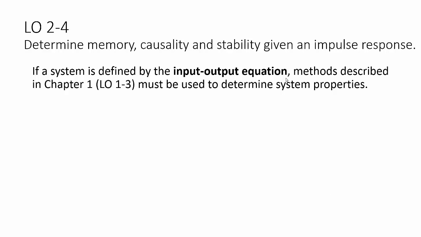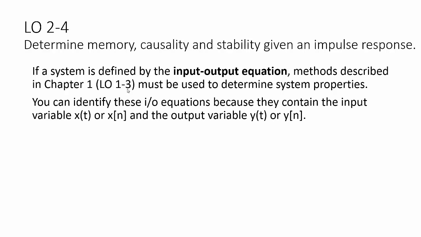A common problem students have is deciding whether to use the definitions for memory, causality, and stability from Chapter 1 or Chapter 2. If you're provided with an input-output equation, then you use the methods in Chapter 1 from Learning Outcome 1-3 in order to determine memory, causality, and stability. You'll know that it's an input-output equation because they're going to contain the variables x of t and x of n for input, or y of t, y of n for output. If you see x's and y's, it's an input-output equation. Use Chapter 1 definitions.